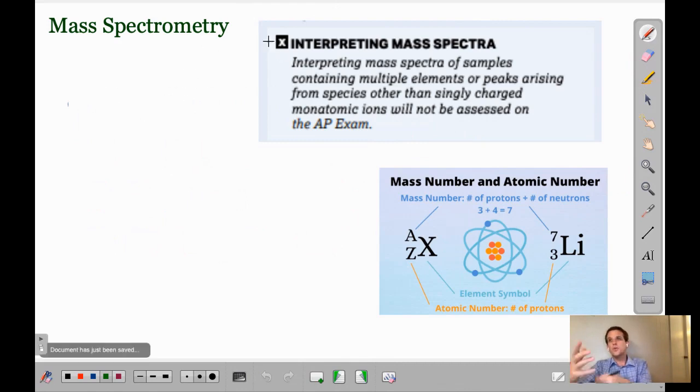One thing that I'm going to try to do whenever possible as we go over these subtopics is, if I notice that College Board puts one of these exclusion statements, which is basically saying, yeah, no mass spec, but don't worry about this, I want to highlight it as well. So interpreting mass spectra, it says right there, interpreting mass spectra of samples containing multiple elements or peaks arising from species other than singly charged monatomic ions will not be assessed on the AP exam. So that might not make sense to you quite yet, but we're going to come back to that when we get to the mass spectra.